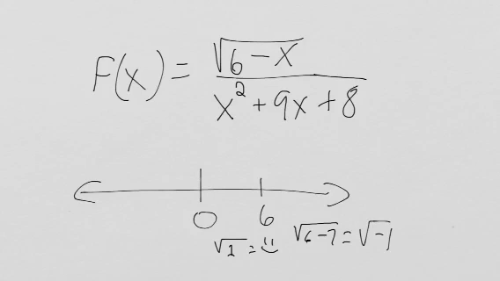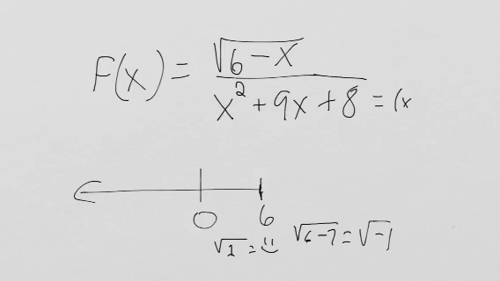So that means that we can plug in numbers smaller than 6. So we're going to erase everything bigger than 6 from our number line. So far our domain is negative infinity until 6. But we have to deal with this issue where there might be some x values that will make us divide by 0. So we're going to factor x squared plus 9x plus 8.